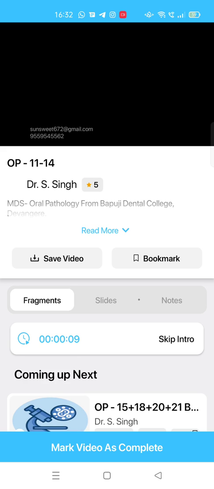Then is tooth ankylosis. This is submerged teeth. We use the term submerged teeth for ankylosis of the deciduous mandibular second molar. Okay, the most common tooth to undergo ankylosis is the deciduous mandibular second molar. Since this is fused with the bone, it stays there and the permanent molars erupt from behind, so it appears as if the tooth has submerged in the bone.